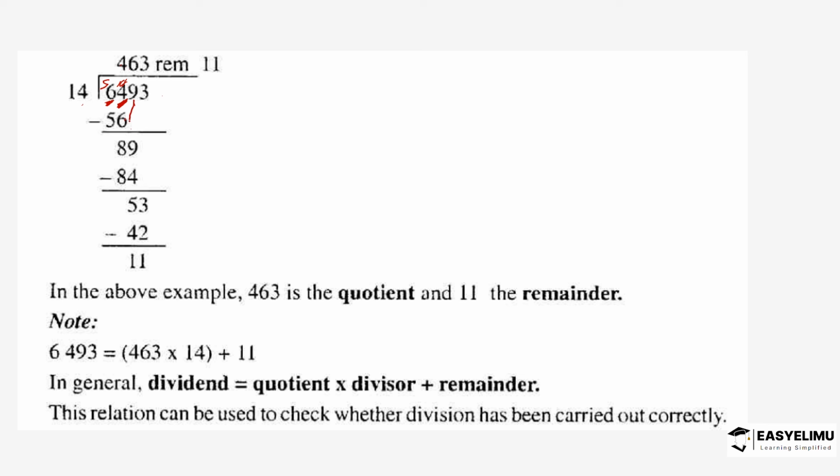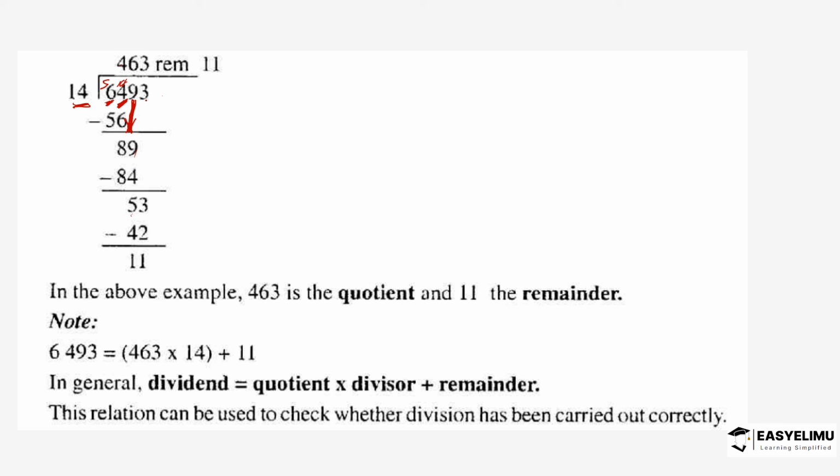Then you drop 9 down here. So we get 89. Then you ask yourself, 14 goes into 89 how many times? It is 6 times. Then the procedure is still maintained. You multiply 6 by 14 to give you 84. Then you still subtract. So you can see here the result is 5. So that 5 you write it on top of the second digit of the 2, which is 9.